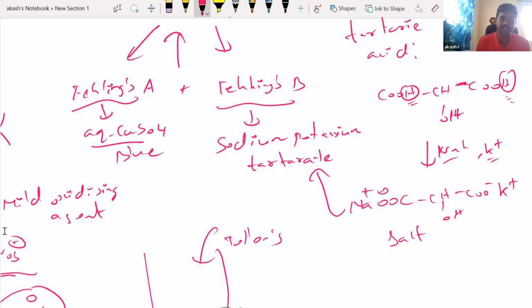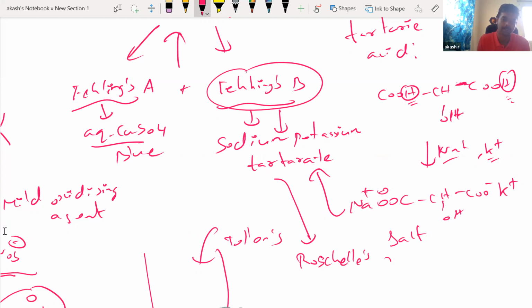All that you have to understand is Fehling's B is nothing but sodium potassium tartrate. This sodium potassium tartrate can also be called Rochelle salt, which is the common name. The proper chemical name is sodium potassium tartrate, and commonly it is also called Rochelle salt. So you take both these solutions, mix them together, and you end up with your overall Fehling's solution.